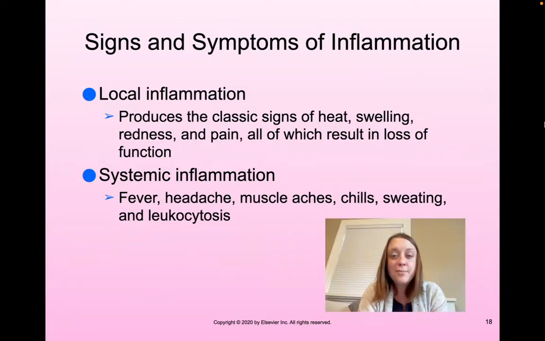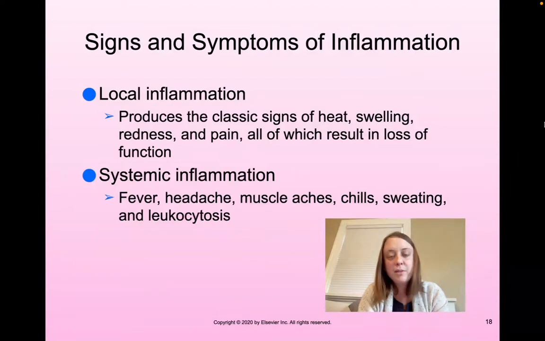Some of the signs and symptoms that we'll see with inflammation vary depending on if it's just localized inflammation or if it's systemic inflammation. So, for local inflammation, you're going to see the classic signs we talked about: heat, swelling, redness, pain, and then all of that together can make it hard to function in that particular area.